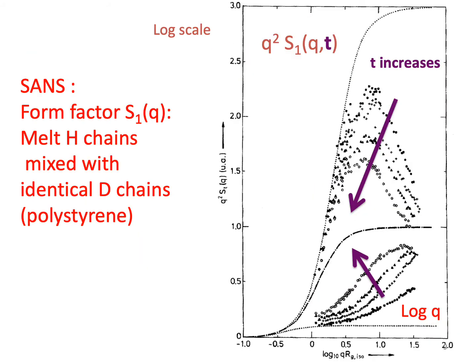So here are the experimental results. Small angle neutron scattering allowed us to measure the form factor from a mixture of normal and deuterated chains, so a melt, under relaxation after stretching, and one can see that the results agree with the former description. I will not go into more detail.